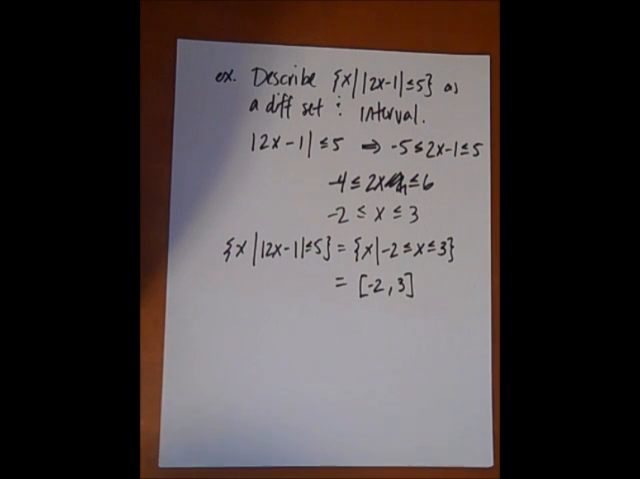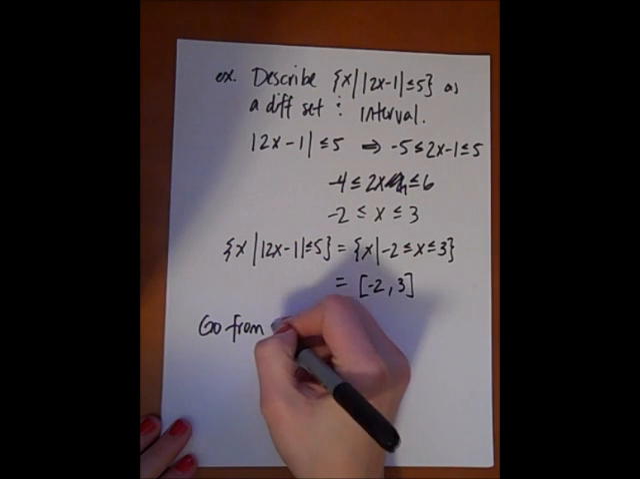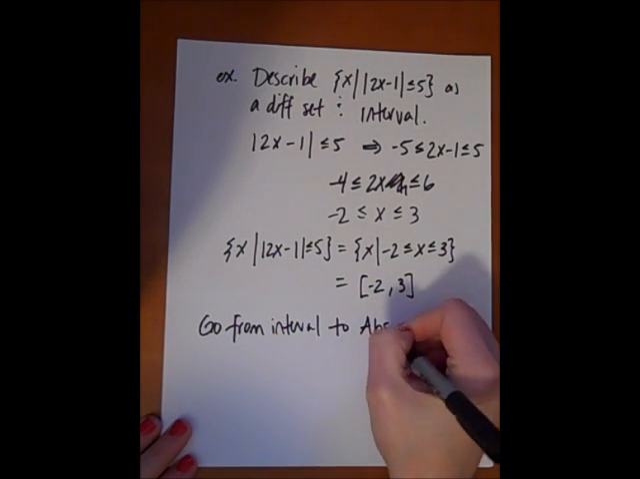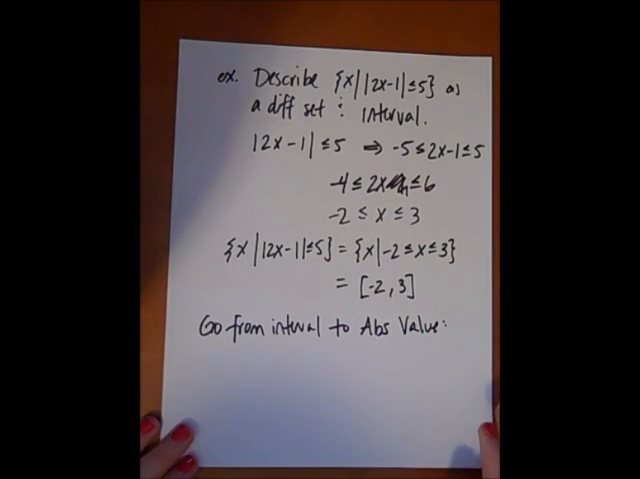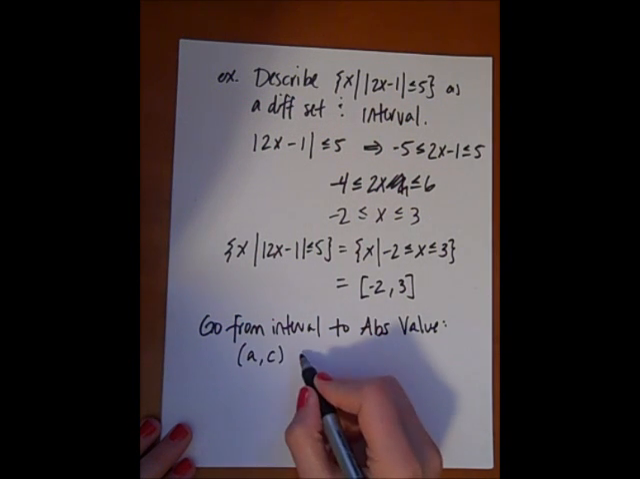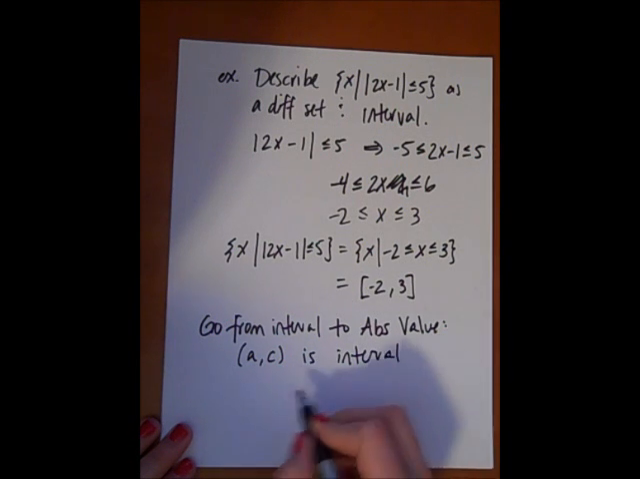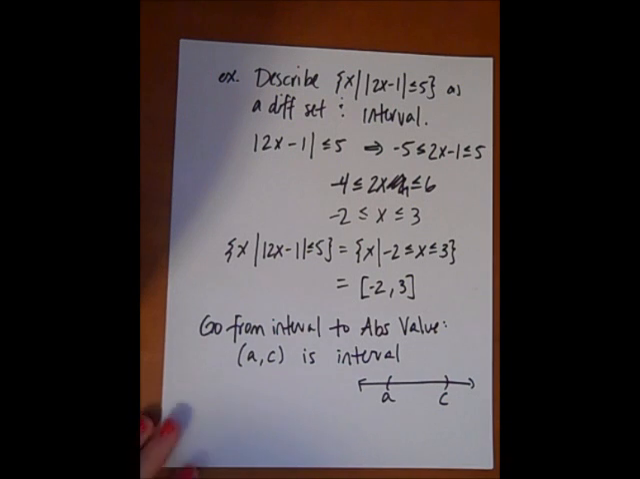Now let's talk about how we go backwards. So how do we go from an interval to an absolute value? Well, there's going to be 3 steps that we're going to take here. So we're going to start with an interval. Let's say it's A to C. So this is our interval. Let's go ahead and draw this on a number line. I think that'll be easier to see. So there's my interval right there.